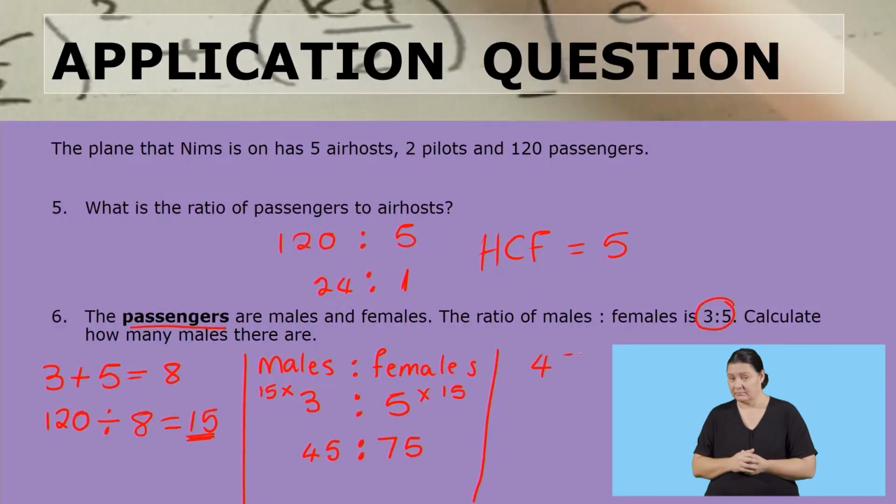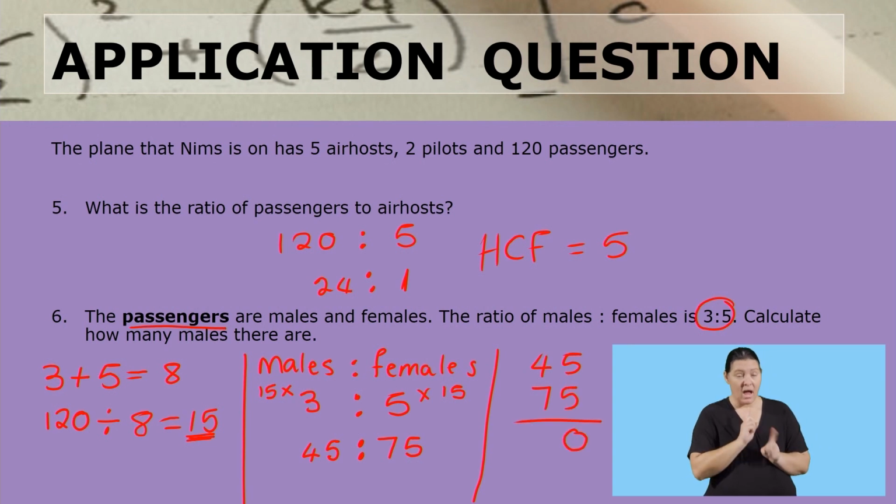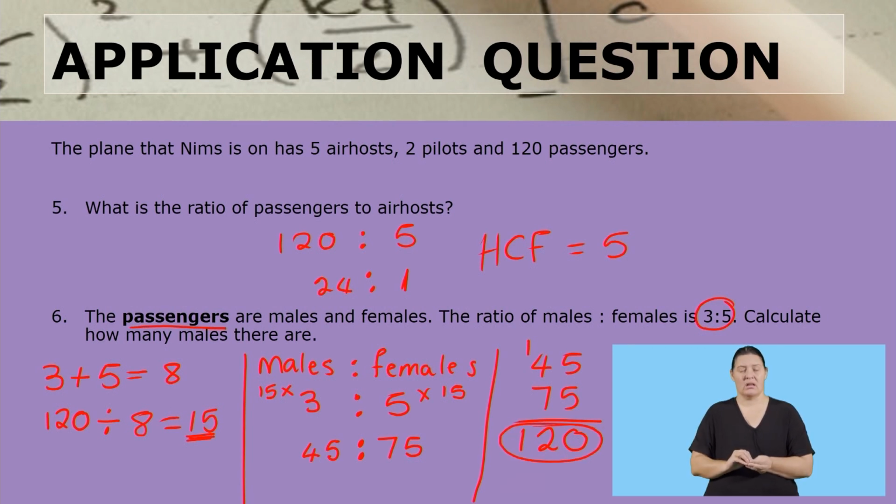The total amount of passengers are 120. And if my calculations are saying that there are 45 males and 75 females, I need to check that. So that is 45 males and 75 females. When I add that together, 5 ones and 5 ones is 10. That is 0 ones and 1 ten. Then we have 4 tens and 7 tens. That gives me 110. And we add the other 10, which is going to give me 120. That is 2 tens and 100. Can you see that the total brings me back to 120 passengers? So this means that this ratio is actually correct.